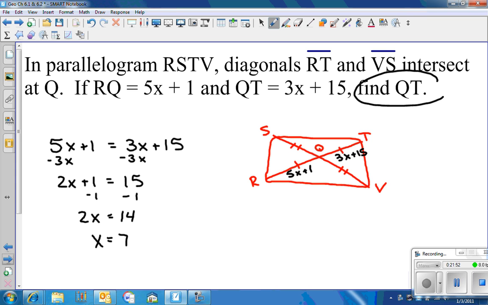It asks to find QT. And QT is 3x plus 15. So really it's 3 times 7 plus 15, which is 21 plus 15, which gives you 36. Now it's not degrees because we're talking about a length. So it's just 36 units.